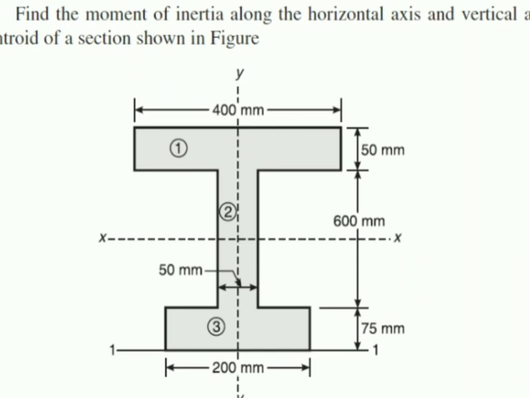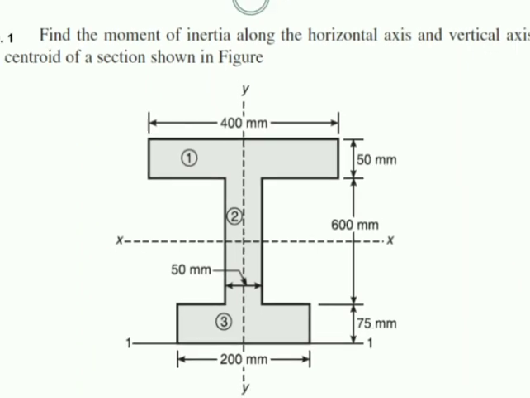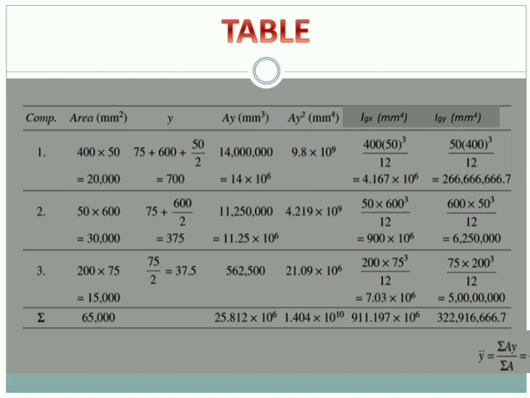It is easy. y1 will be 50 divided by 2 plus 600 plus 75. Next, y2 will be 600 divided by 2 plus 75, and third, y3 will be directly 75 divided by 2. When we come to the table, we see those calculations. The area calculation and y calculation are very easy, need not worry about them. Next is our term AY, which you have also solved. Next comes AY square. What do you have to do? Nothing, just take y, and whatever answer you get, 700, you have to square directly on the calculator.